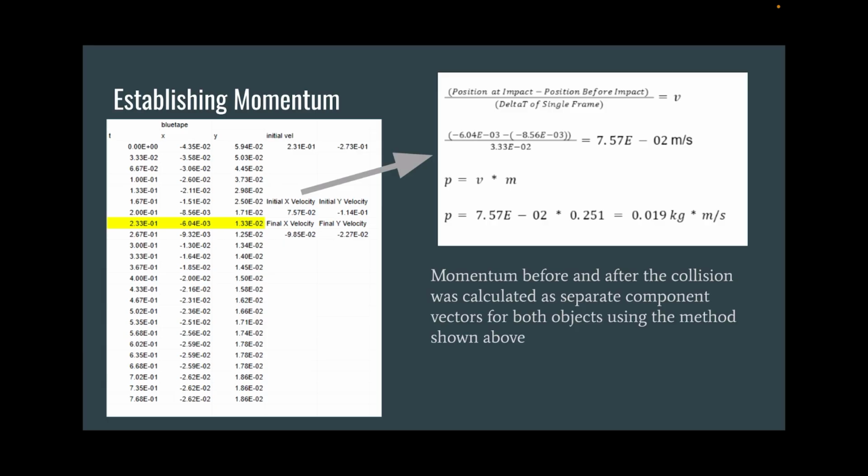To establish momentum, we took the position at impact and position before impact, and then the delta t, or the change in time of a single frame, to get the near instantaneous velocity prior to collision. Then with that velocity, we multiplied it by the mass of the roll of tape to get its momentum. This process was repeated for each component vector, and also done after the collision, except obviously it would be the position after impact minus the position at impact.